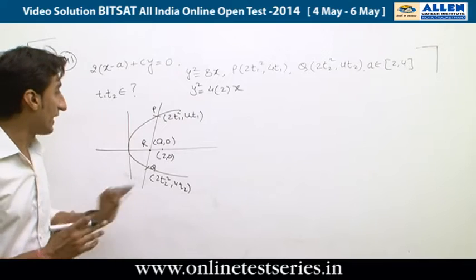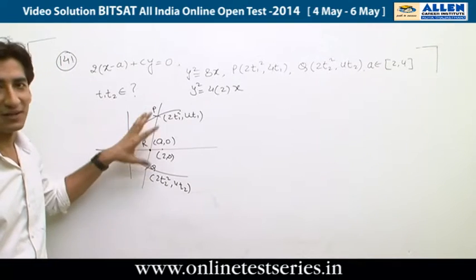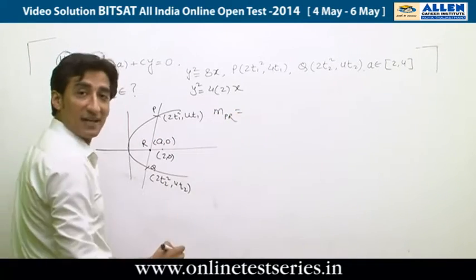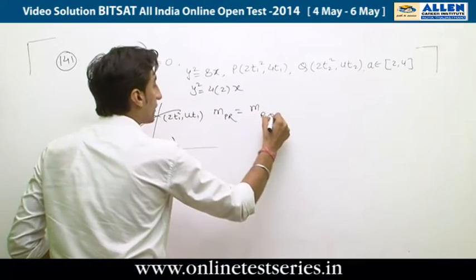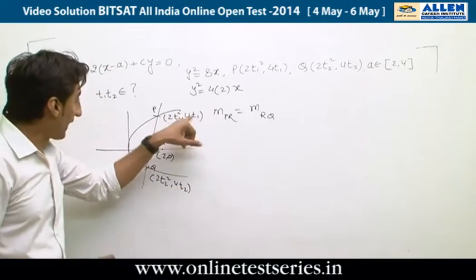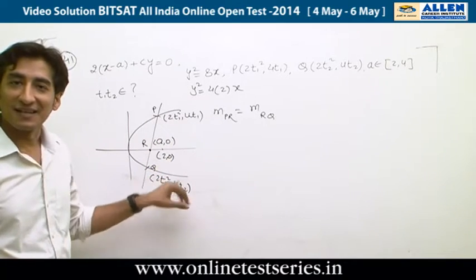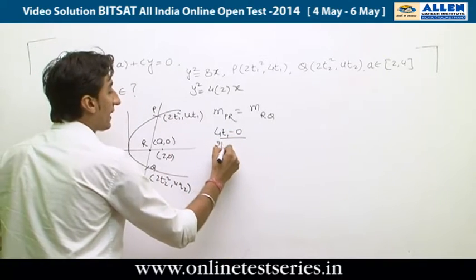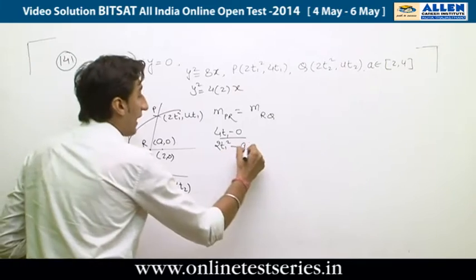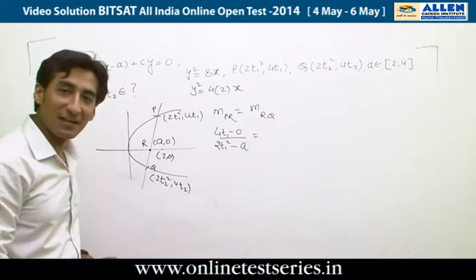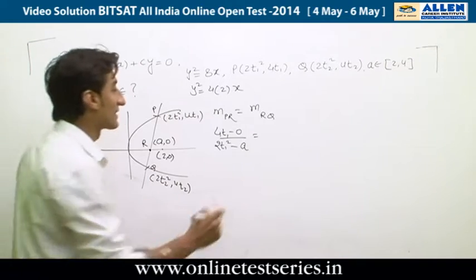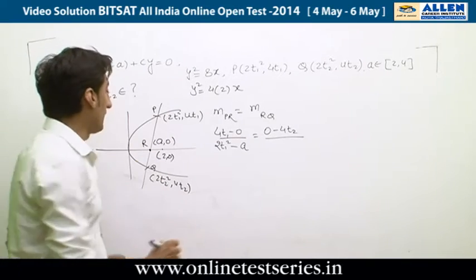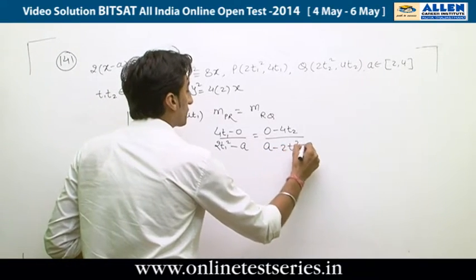How to find that? Clearly, if these 3 points lie on the same line, they are collinear, and hence the slope of segment PR would be the same as the slope of segment RQ. And how to find the slope? We already know, y2 minus y1 over x2 minus x1. That means 4t1 minus 0 over 2t1 square minus a. And this should also be equal to the slope of this segment, which is y2 minus y1, that means 0 minus 4t2 over x2 minus x1, that means a minus 2t2 square.